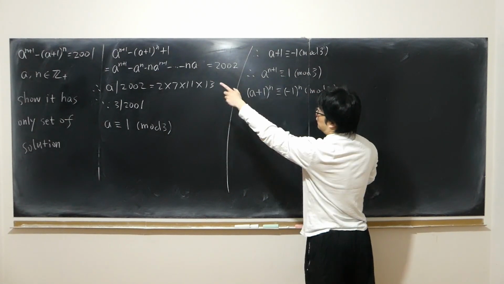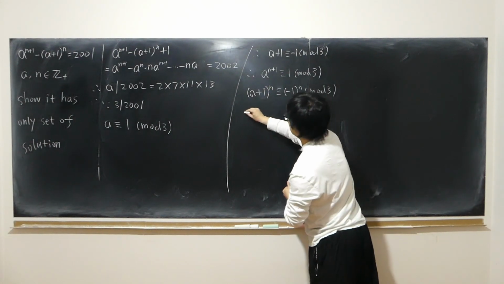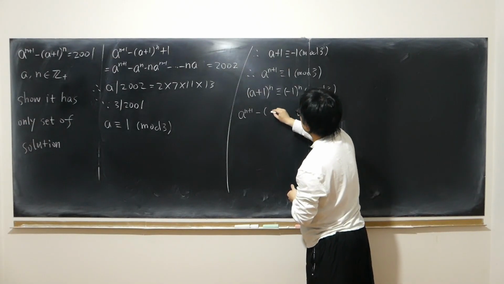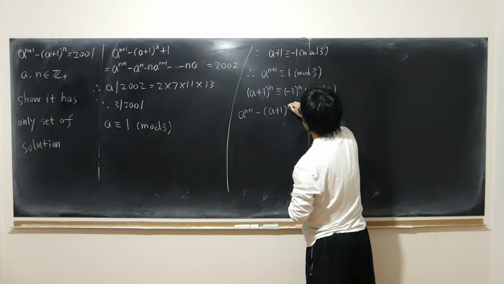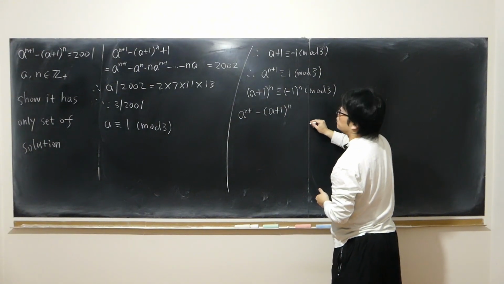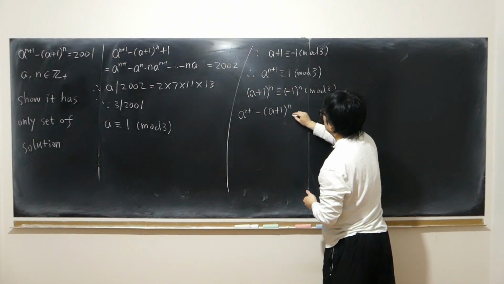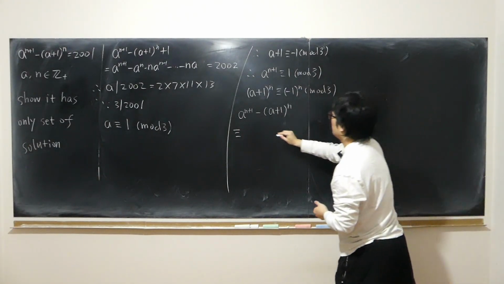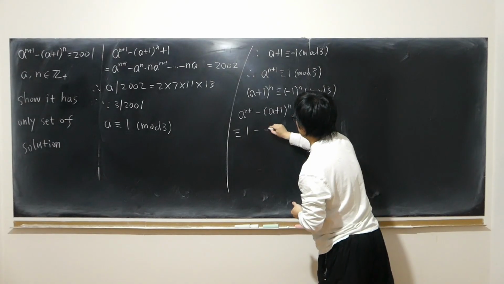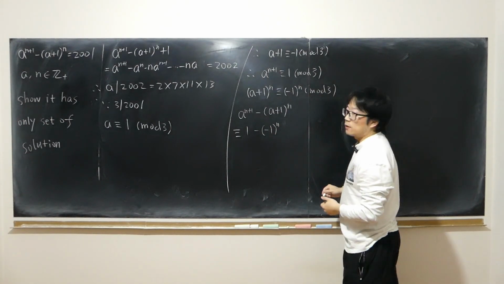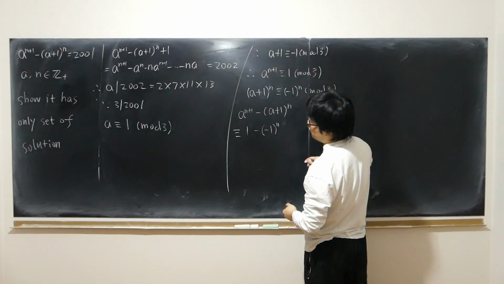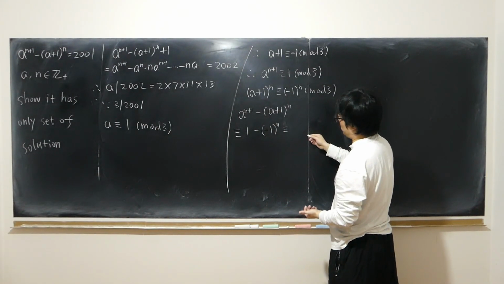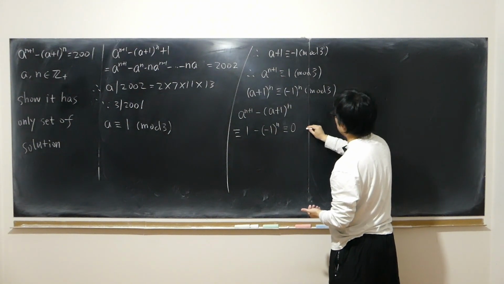Then on the left hand side, you subtract them: a to the power of n plus 1 minus (a plus 1) to the power of n must be congruent to 1 minus negative 1 to the power of n. At the same time, the right hand side is 2001. 2001 is divisible by 3, right? So congruent to 0 mod 3.